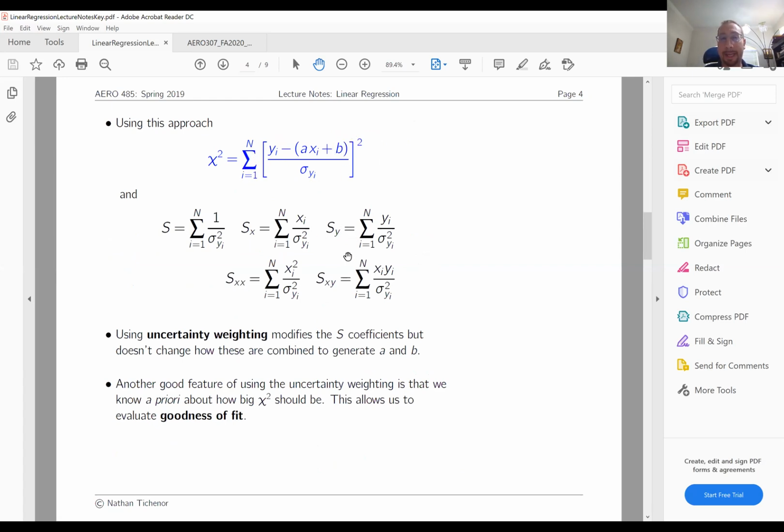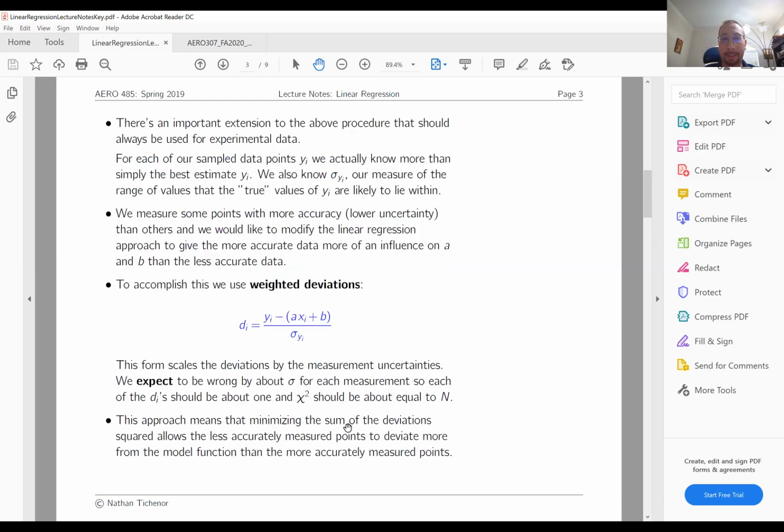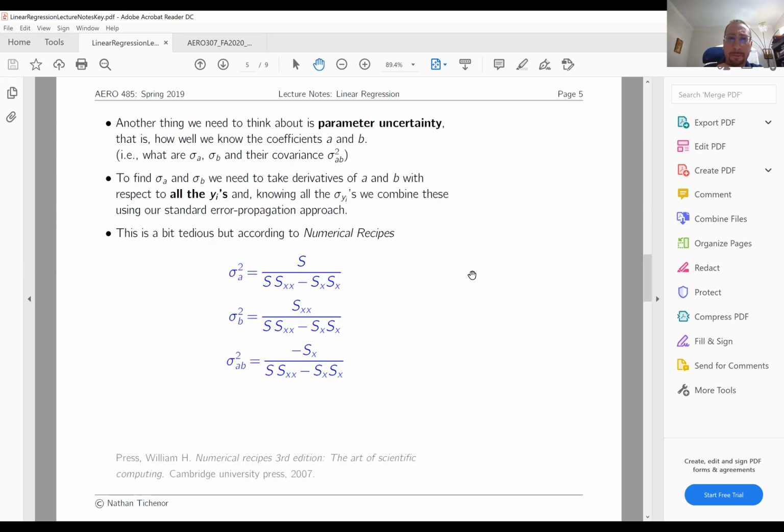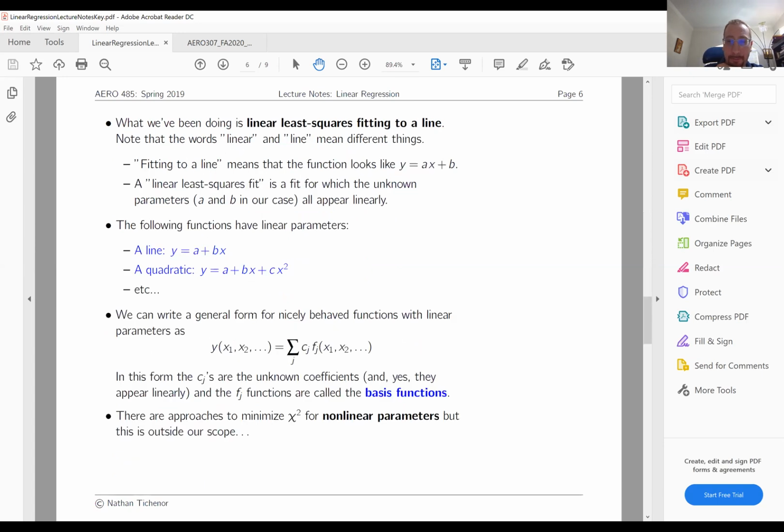And I leave to you the derivation of how to calculate A and B by calculating the derivative of the error function with respect to A and B. It's a very simple derivation. It's again calculating the derivatives with respect to A and B.